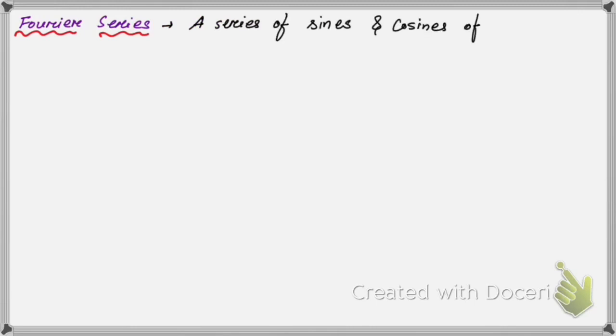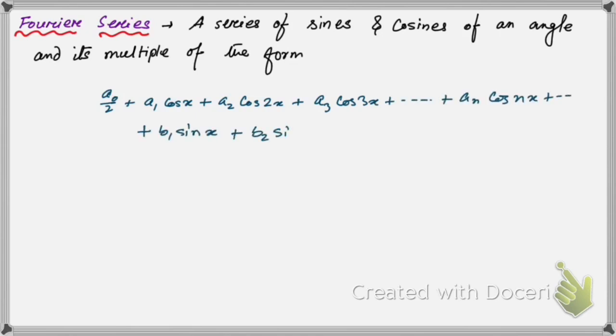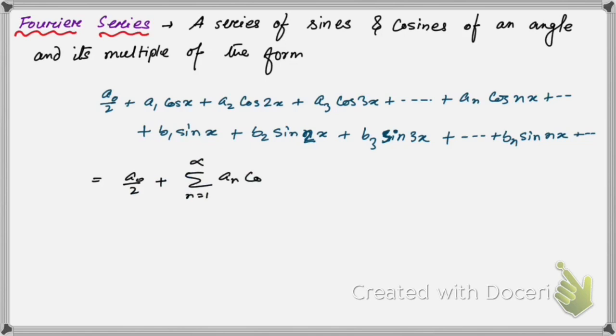So now, what is a Fourier series? Here you see a series of sines and cosines of an angle and its multiples, of this form. This form of series is called a Fourier series. Hope you have understood this. I have written this as a sum; I will explain it later.